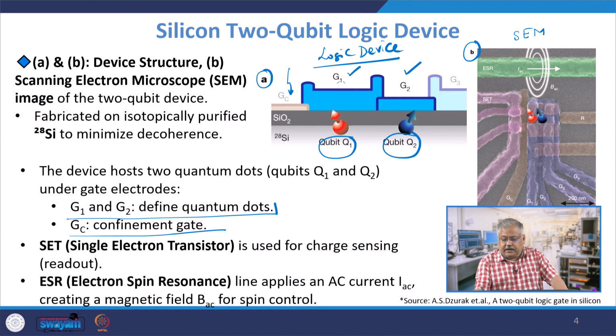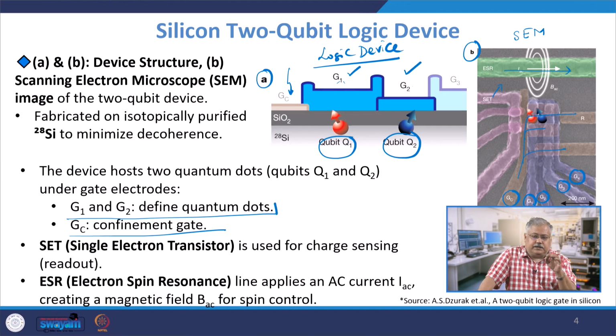Now if you look at the right hand side, this is my ESR, and this is my single electron transistor here, and you have these gates G1, G2, G3 and G4 here, and this GC is basically your confinement gate, and this GC runs like this, right, and by giving an external pulse you will be able to control the state of the qubit. Therefore generally we use a single electron transistor for charge sensing. What it actually does is that you sense the charge of the spin qubit for one single electron, and that's the reason it is known as an SET, or single electron transistor.